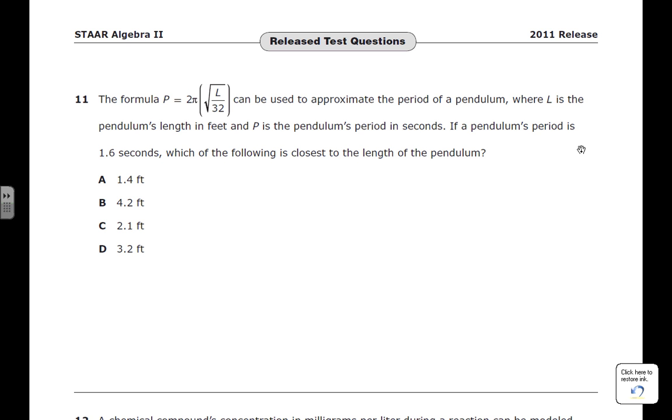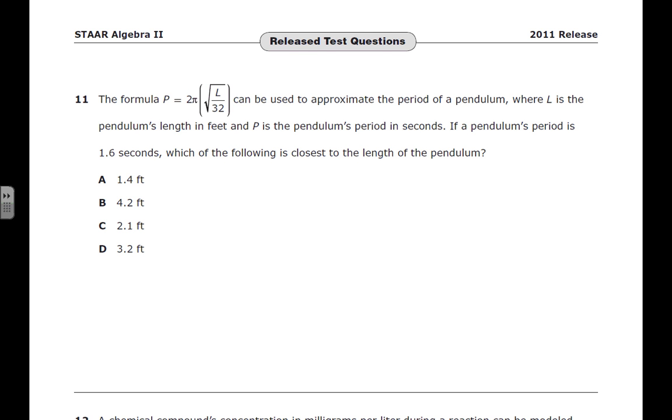Question number 11. It says the formula p equals 2 pi times the square root of L over 32 can be used to approximate the period of a pendulum, where L is the pendulum's length in feet and p is the pendulum's period in seconds. If a pendulum's period is 1.6 seconds, which of the following is the closest length of the pendulum?